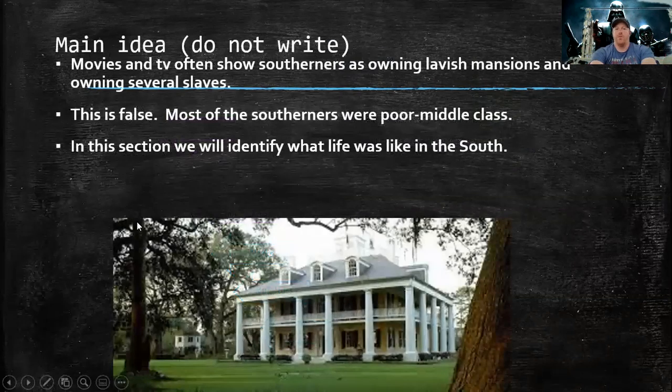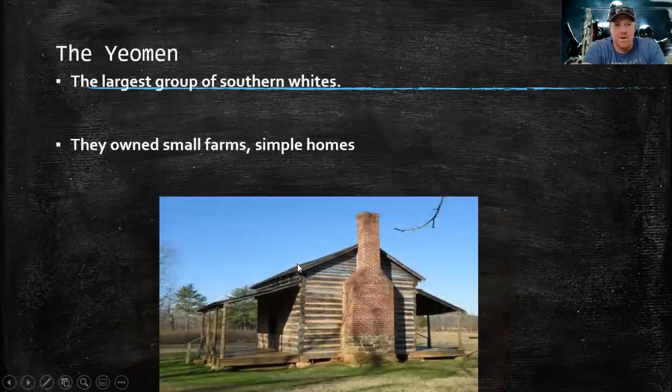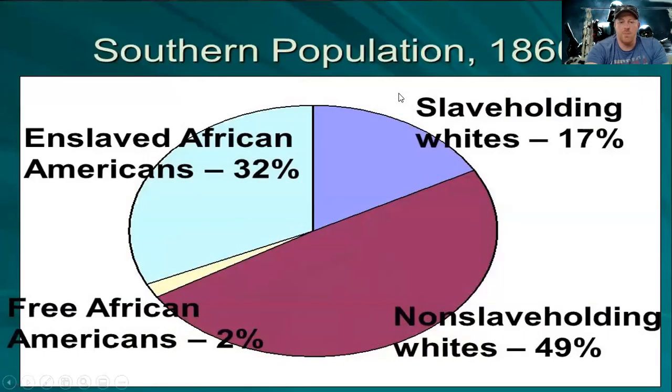Now, there's a common misconception, whether it's because of media or bad history, that most Southerners lived in big, lavish mansions and had a bunch of slaves. It's just not true. Most Southerners were poor middle class, okay? If that mansion looks familiar to you, that's because it's from Forrest Gump. Run, Forrest.